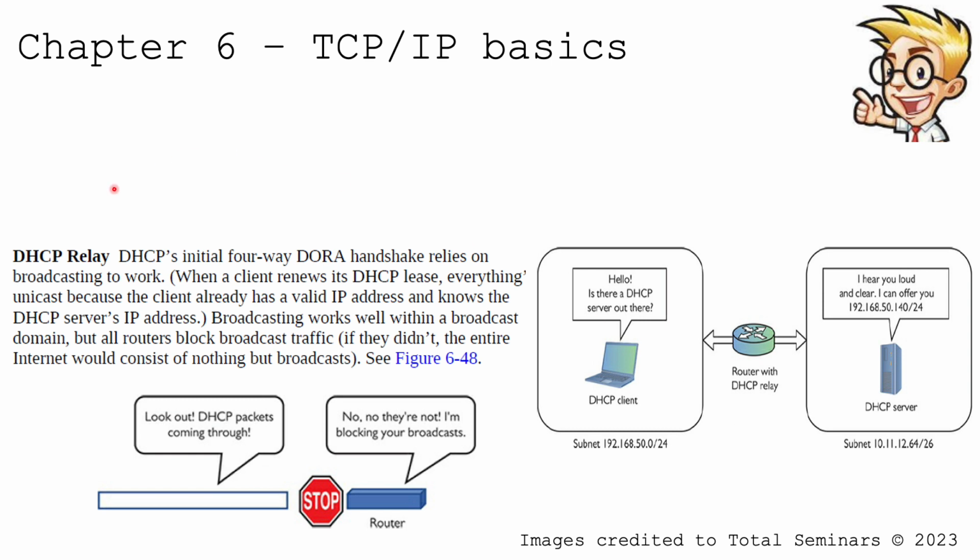Okay, relay. The DHCP initial 4-way DORA handshake relies on broadcasting to work. I was just talking about DORA, right? But what if we don't want that? Look out, DHCP packets coming through, and it stops here. No, they're not. I'm blocking your broadcast address. Hello, is there a DHCP server out there? I can hear you loud and clear. I can offer you. So that's called relay.